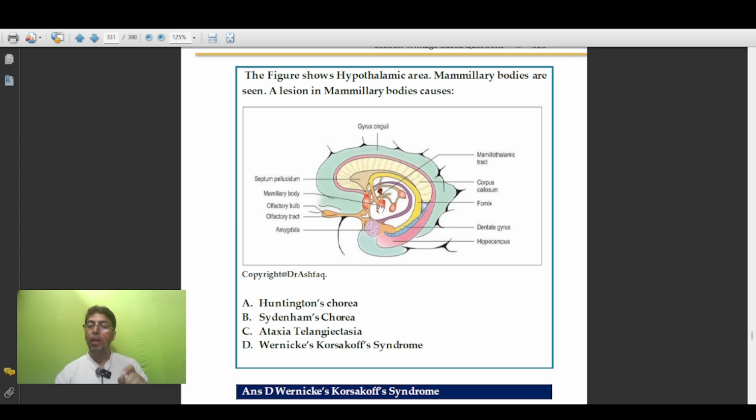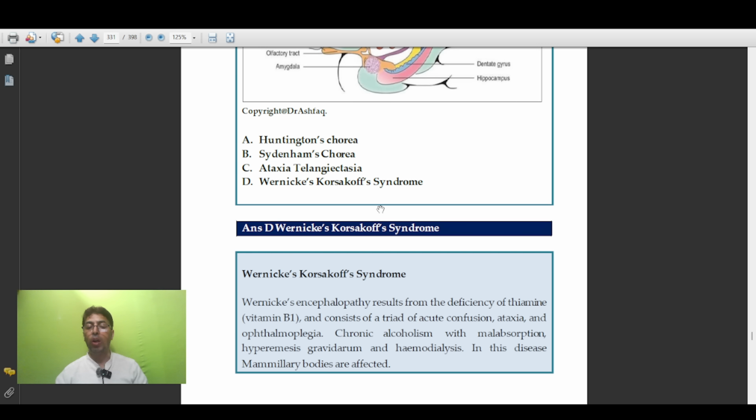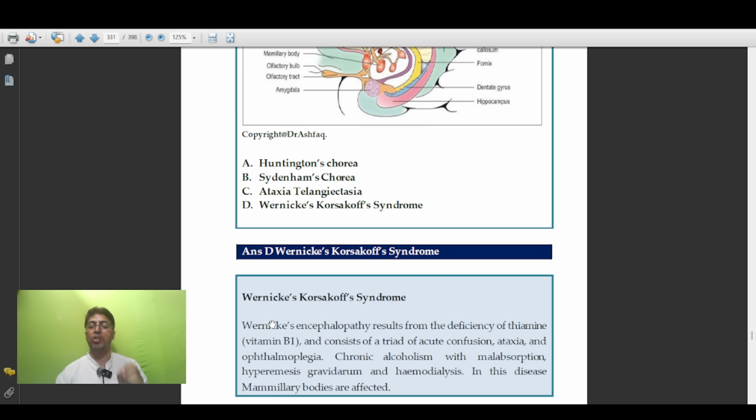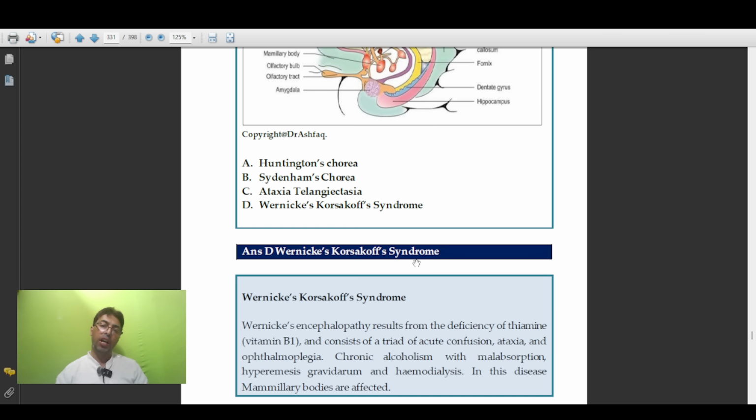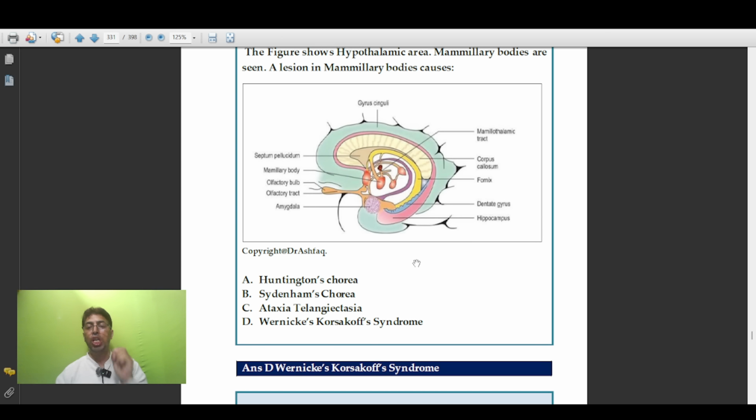and damage to the mammillary body is usually caused in chronic alcoholics because of excess alcohol intake as a result of vitamin B1 or thiamine deficiency, which occurs biochemically in those conditions and certain other conditions. So Wernicke-Korsakoff syndrome is a subset of conditions having a range of symptoms, classically a triad of acute confusion, ataxia, and ophthalmoplegia.